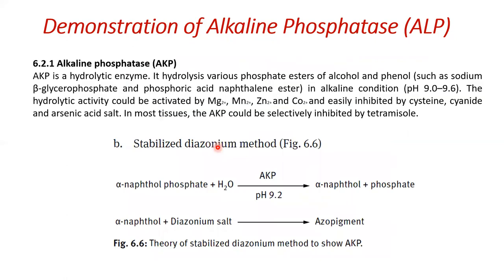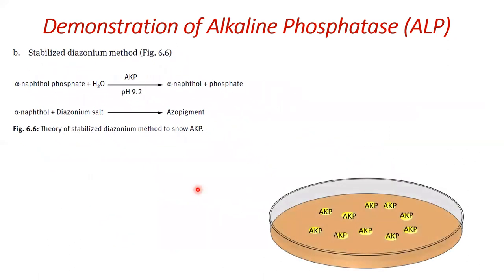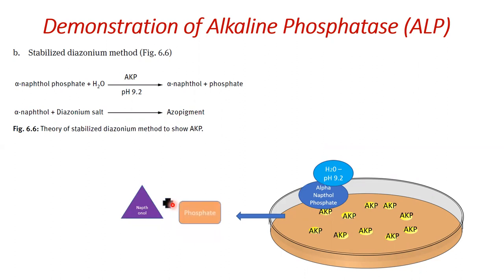Okay, so coming to the principle of this alkaline phosphatase demonstration. In the principle, it is very simple. In order to identify the alkaline phosphatase, we will add the substrate, which is alpha-naphthol phosphate. Upon adding alpha-naphthol phosphate to the alkaline phosphatase, in the presence of water and pH 9.2, this alkaline phosphatase will break down alpha-naphthol phosphate to naphthol and phosphate.